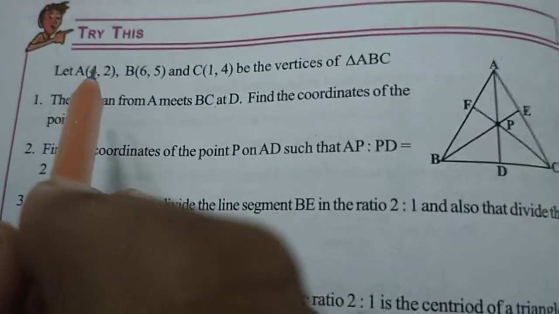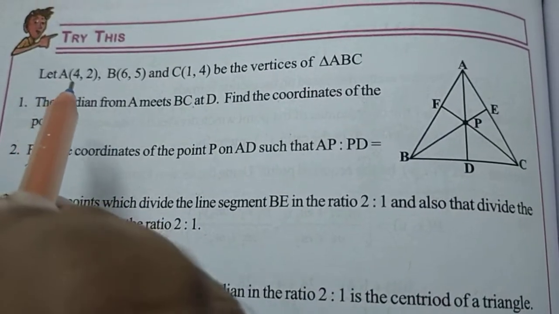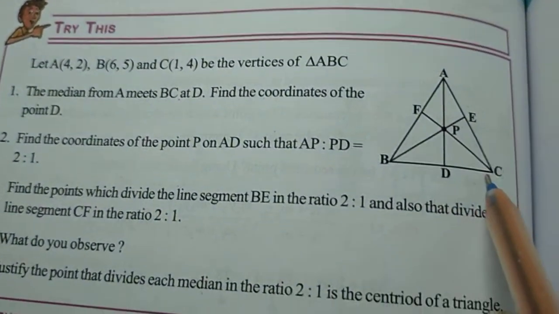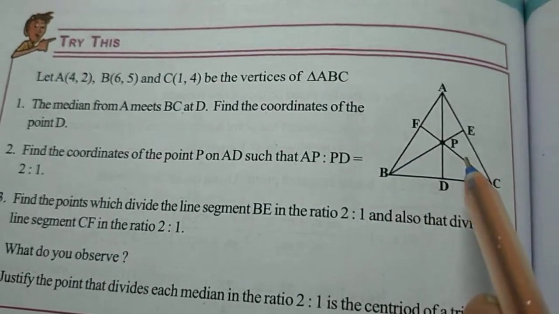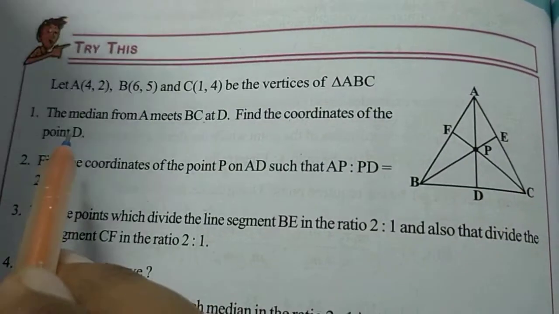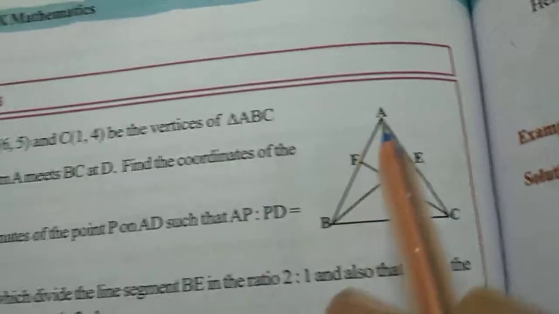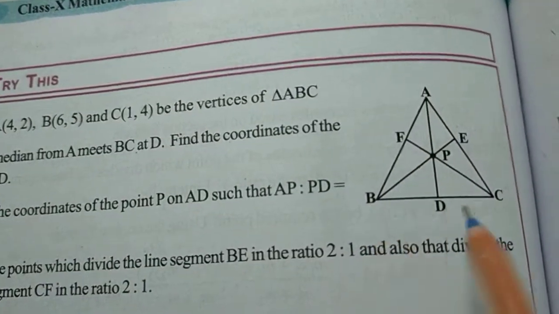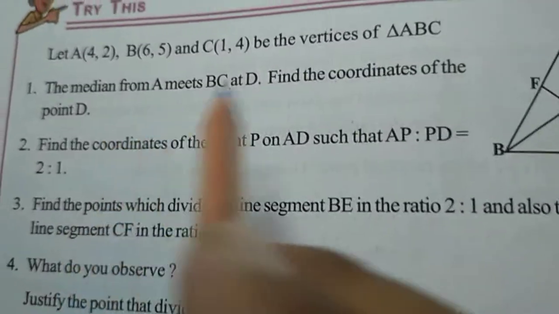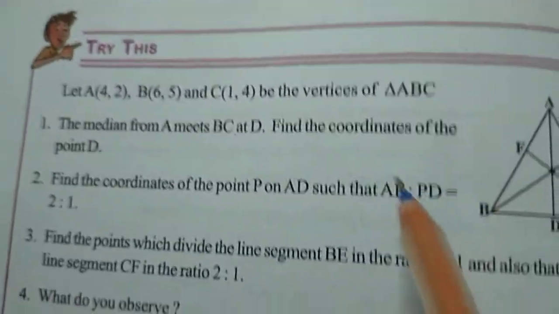Next problem. Try this problem. A, B, C are the vertices of triangle ABC: A (4, 2), B (6, 5), C (1, 4).